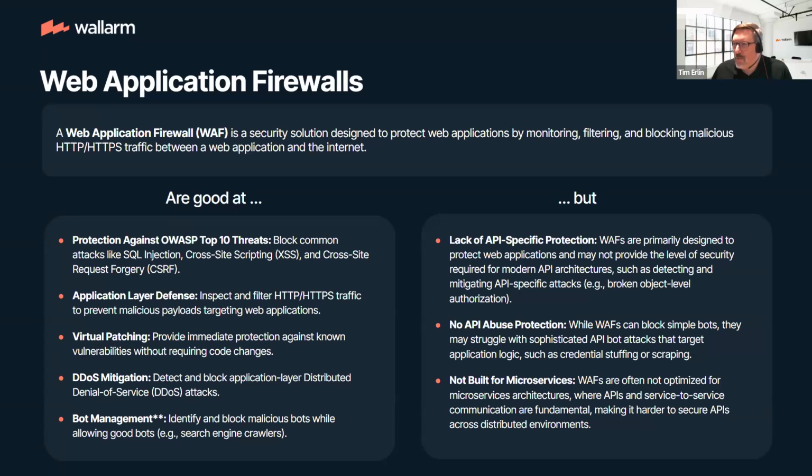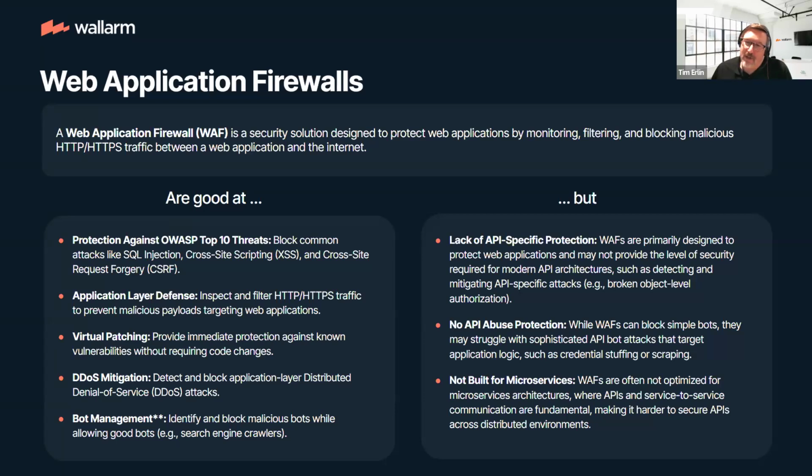So the web application firewalls tend to lack API specific protection. They're designed originally to examine and parse HTML or HTTP traffic, but they don't necessarily have the capability to drill into and decode or parse API specific protocols. So they miss attacks, is really the short way to put that, that are API specific. They also don't tend to do well with API abuse protection.